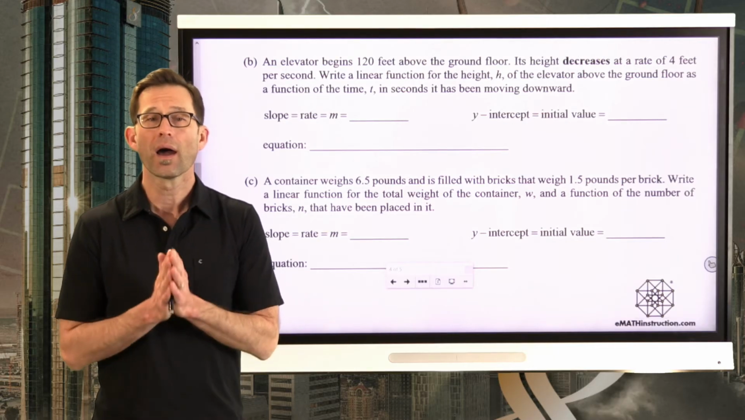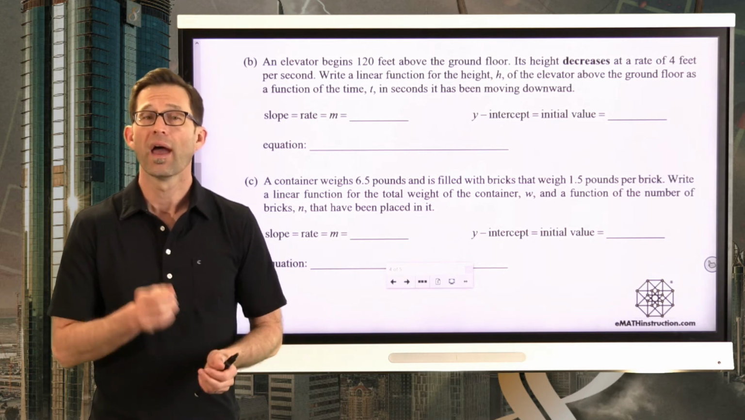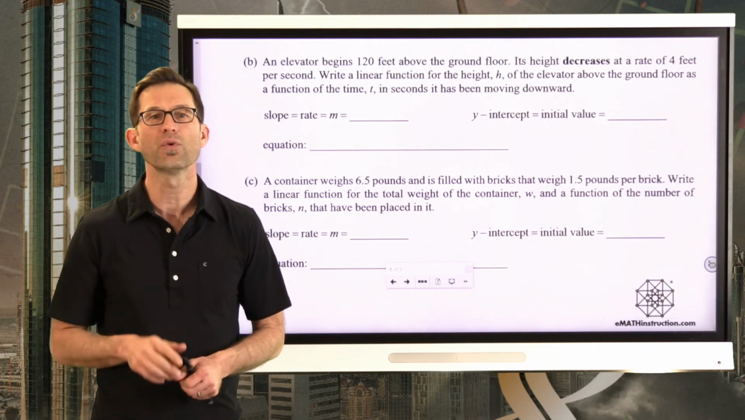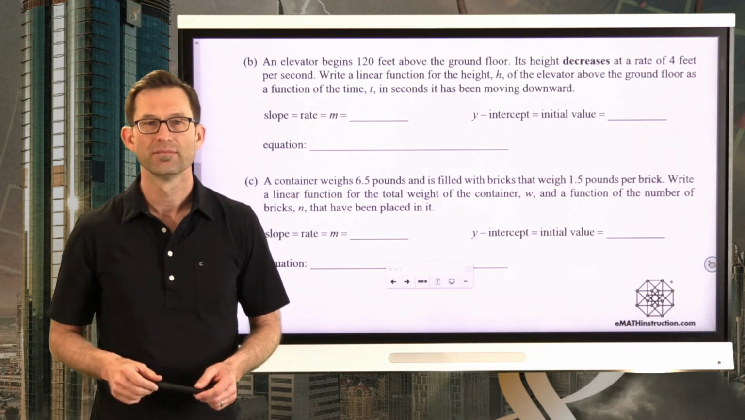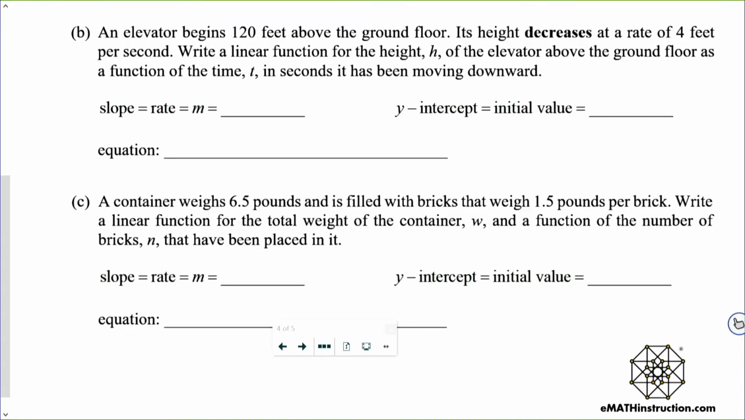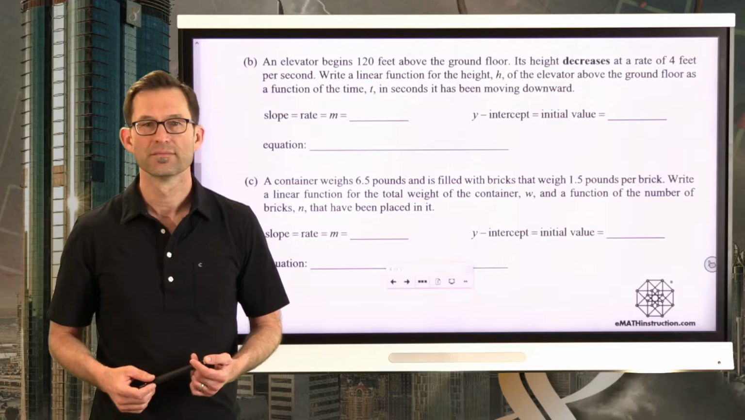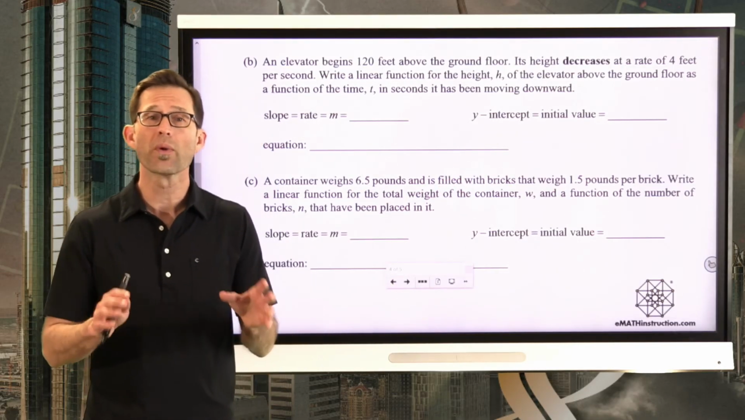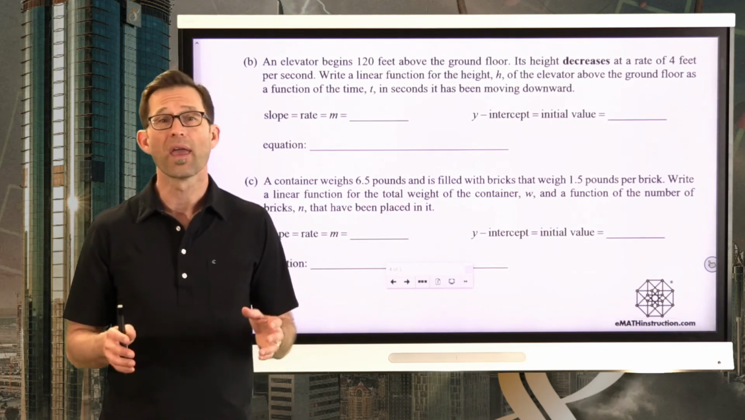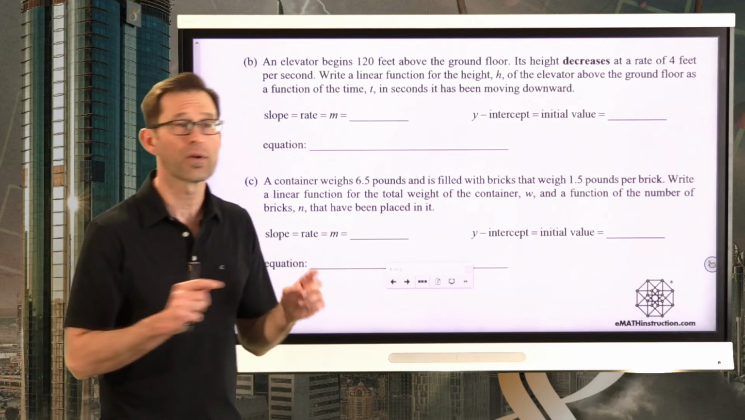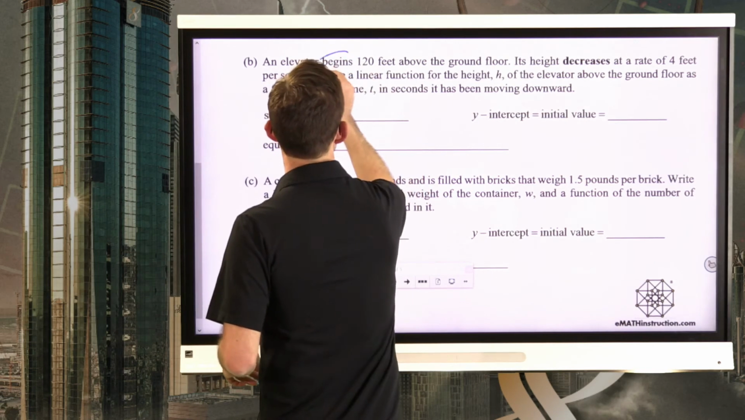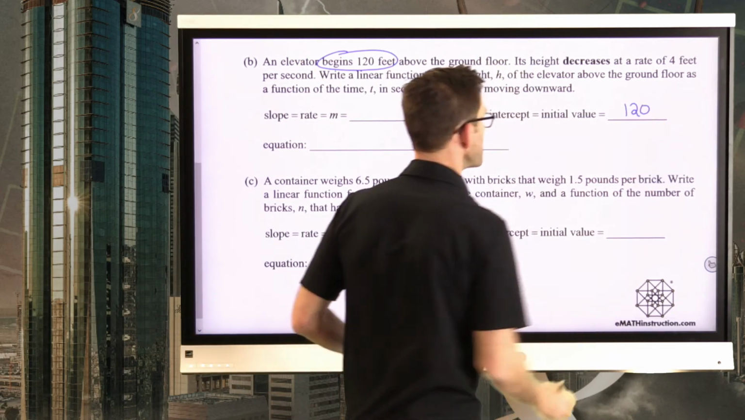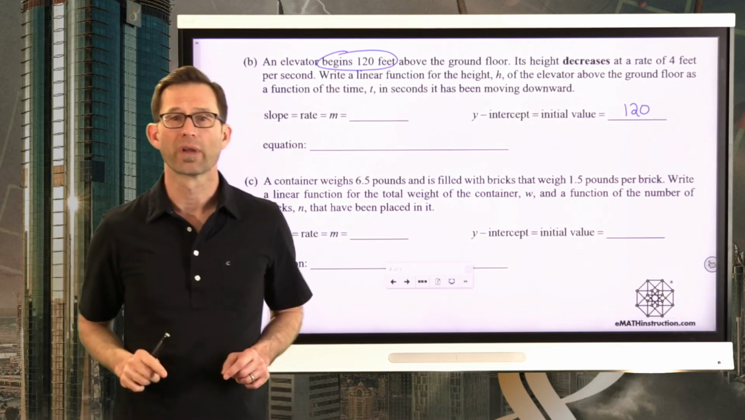All right, I'd like you to pause the video now and try this problem. There is something a little bit tricky about it, but see if you can figure that out. All right, well, there's nothing tricky about the y-intercept, okay? That's always where we begin. In letter A, we began with $50 in the savings account. In this particular problem, we begin 120 feet above the ground. That's simple. But here was the tricky part.